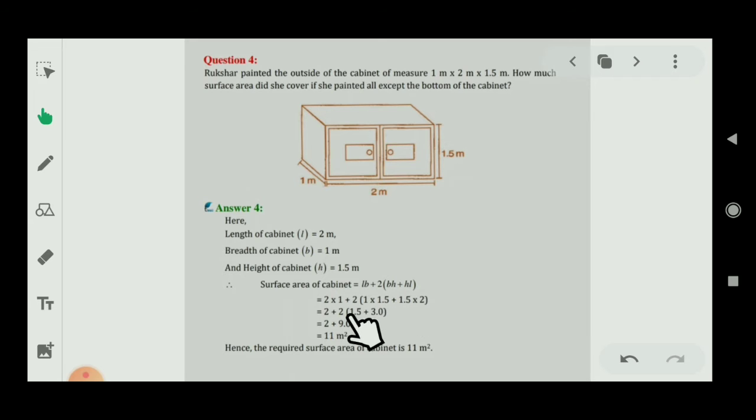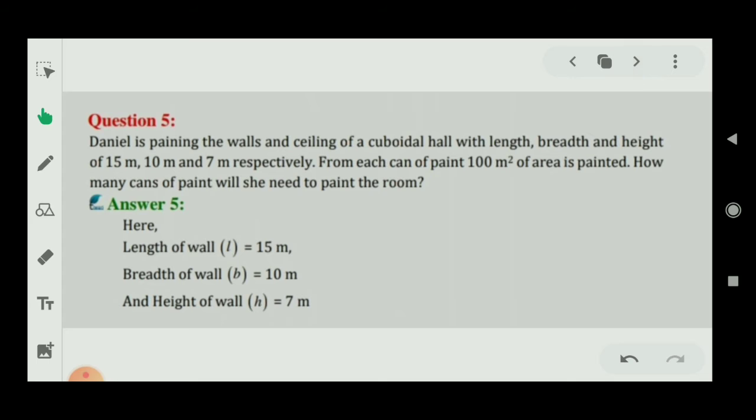Students, now you have to put the values in the formula and after solving it, its value will be 11 meter square. That means the required surface area of cabinet is 11 meter square. Let's see the next question.